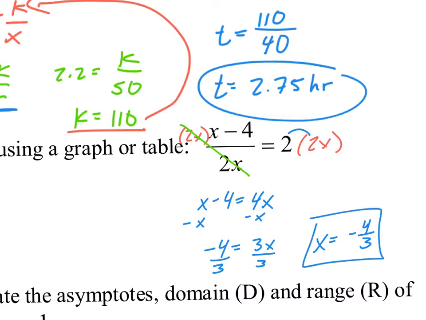You can always check these answers. Now, we said x equals negative 4 thirds, so it makes sense that if we plugged it back into my equation, negative 4 thirds minus 4 divided by 2 times negative 4 thirds should give me 2, and go ahead and check that on your calculator if you'd like to.